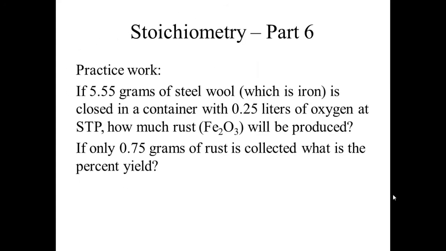One last problem now. If 5.55 grams of steel wool, which is iron, is closed in a container with 0.25 liters of oxygen at STP, remember STP is standard temperature and pressure, how much rust will be produced? Remember, rust is Fe2O3. And then once you find how much Fe2O3 is produced, how much rust is produced, that'll be your theoretical yield. Then you want to find the percent yield if only 0.75 grams of rust is collected.